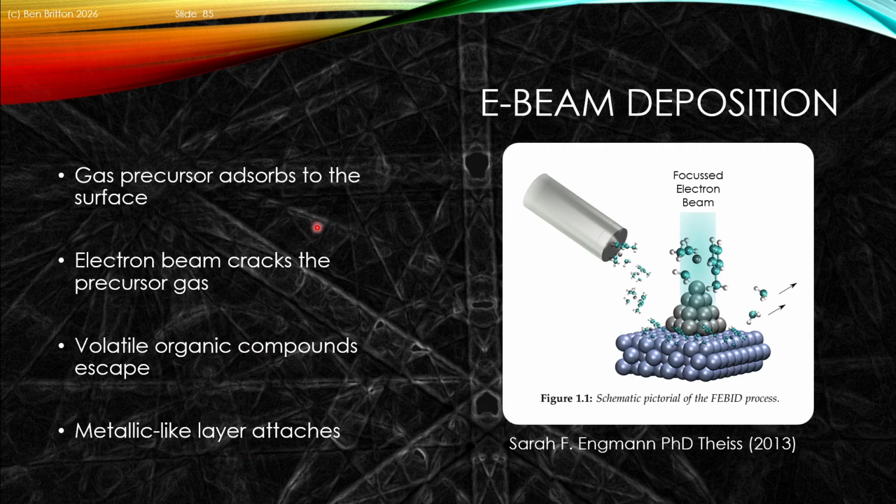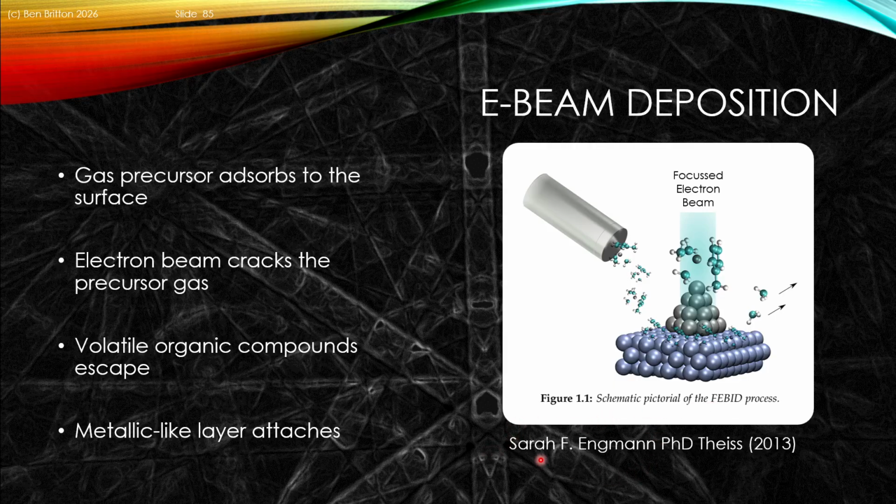If we look at the electron beam deposition methods, we again have our gas injection system. The focused electron beam then enables chain scission of the precursor to deposit the metallic system on top. So this is focused electron beam induced deposition, or FEBID in this case.